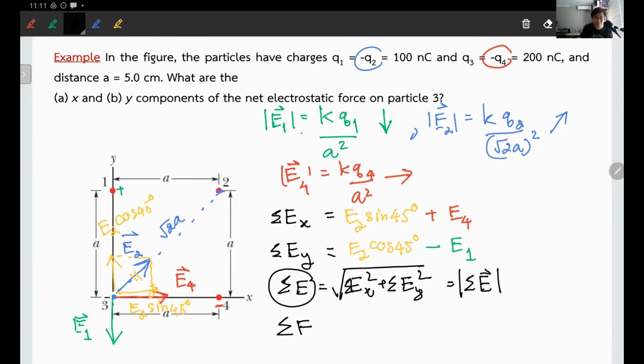I know you noticed this. Okay, all right. So the net force, just the magnitude, is going to be, now imagine that I'm going to place the Q3 back here, the red dot here. I'm just going to put it back there. That's my Q3. And then I'm just going to multiply this with the sigma E that we just calculated right there. And that is the net force acting on charge number 3 due to the other 3 charges.